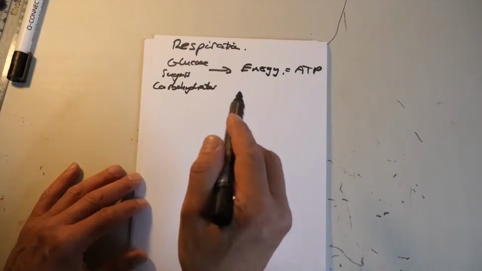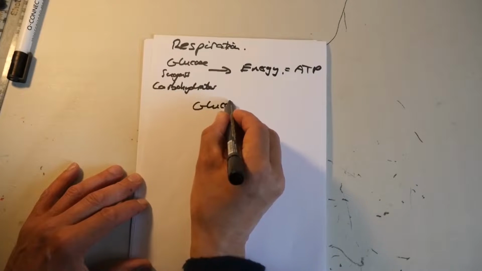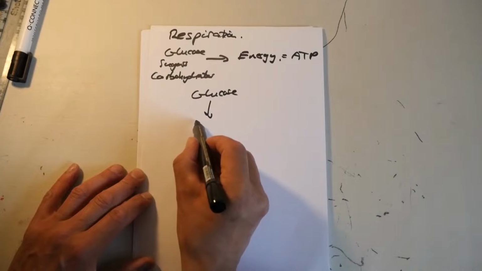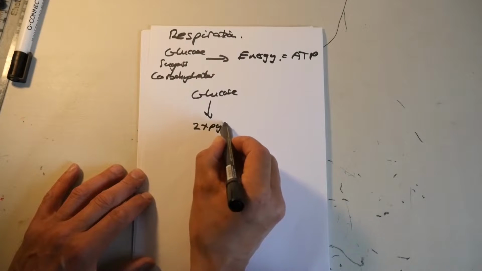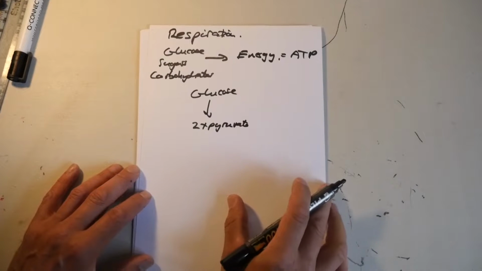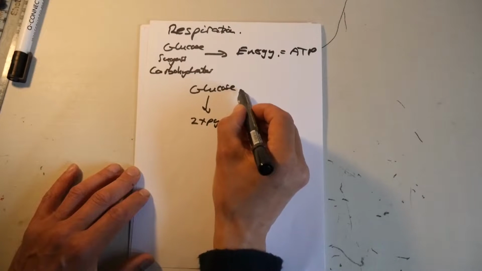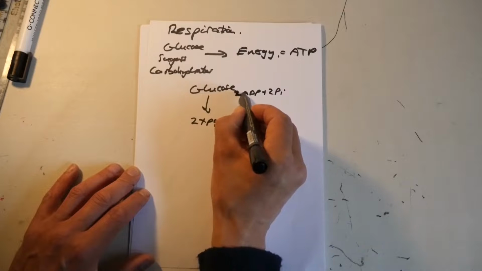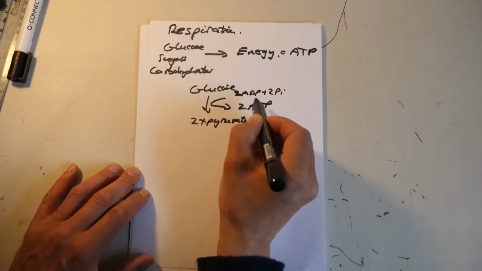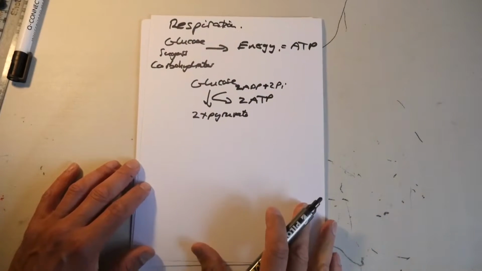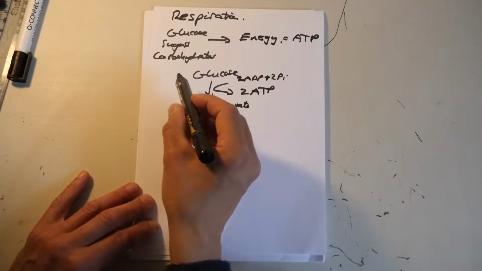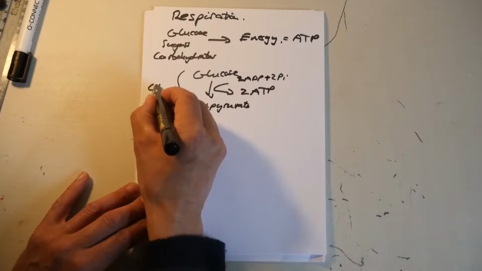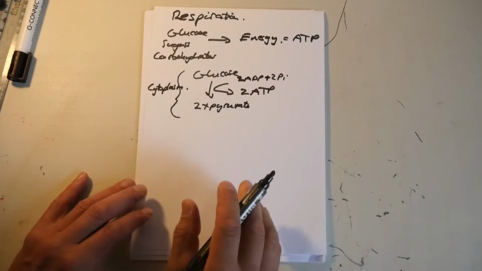So glucose is converted into 2 times pyruvate, okay? And that uses 2 ADP plus 2 Pi, inorganic phosphates, and makes 2 ATP, okay? This section takes place in the cytoplasm, in the cell cytoplasm.